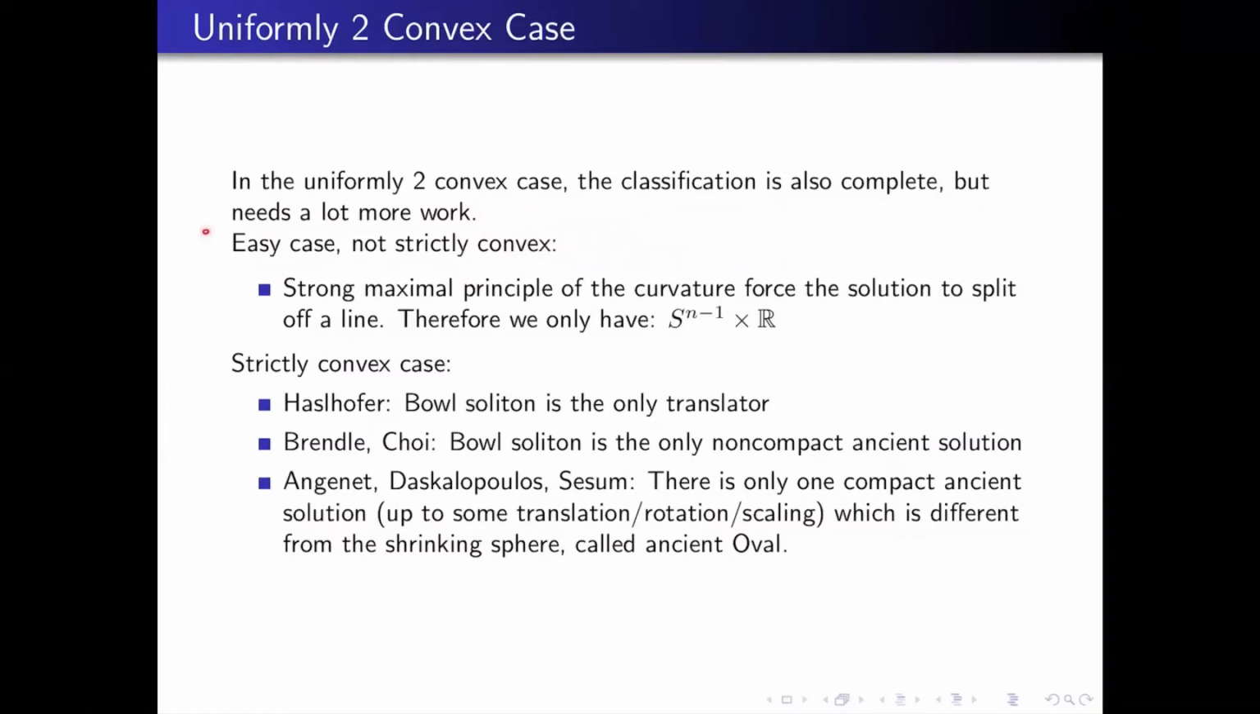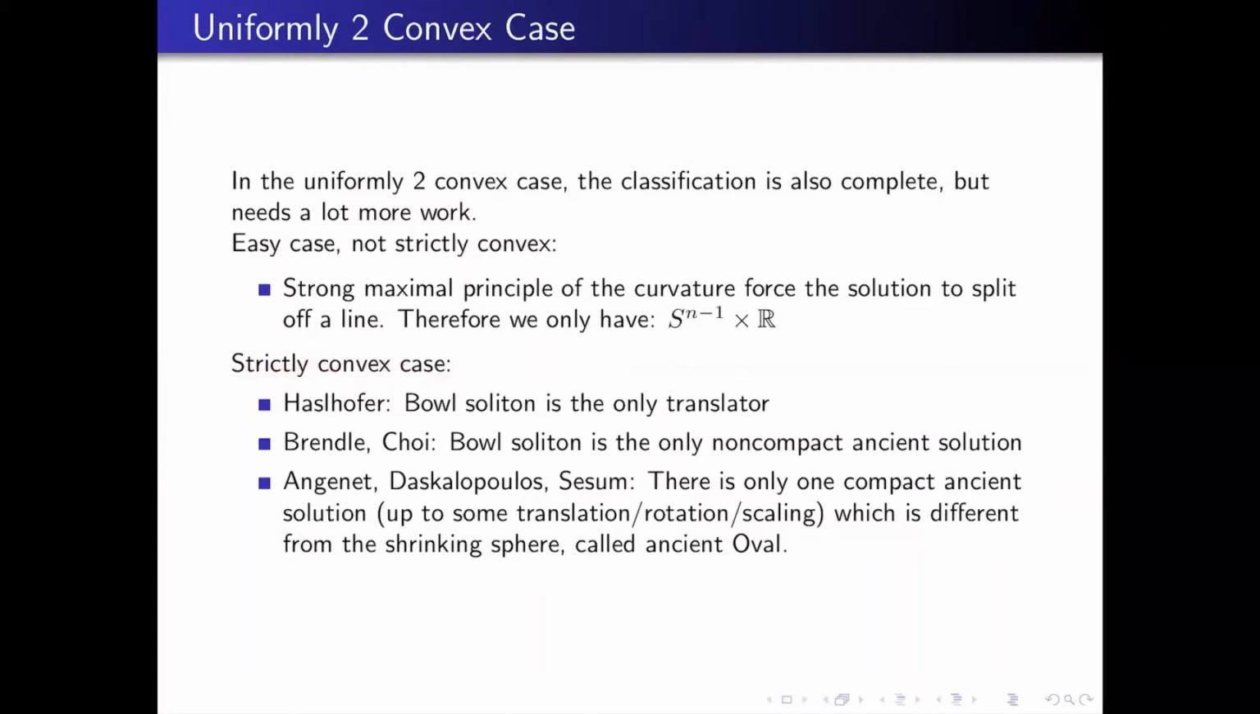The first one is the easy case, where the solution is not strictly convex. In this case, we have the maximum principle for the curvature tensor. We can use the strong maximum principle, and then we can show that the solution has to split off a line. Basically this is a dimension reduction. And then we can show that the only possibility is the cylinder, S^(n-1) cross R. Now the strictly convex case is much harder.